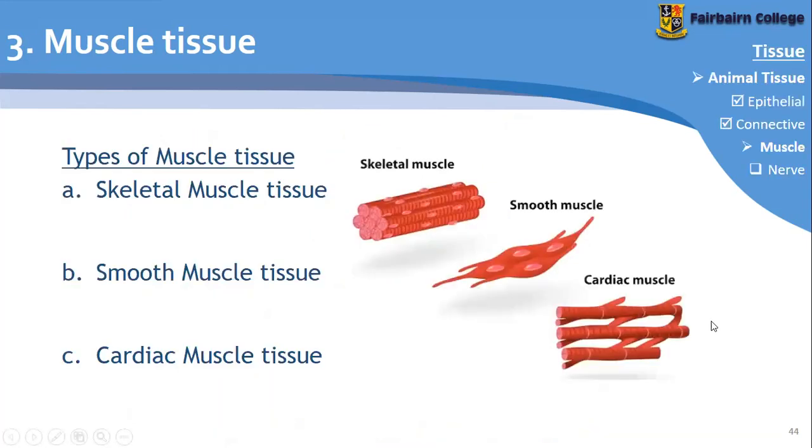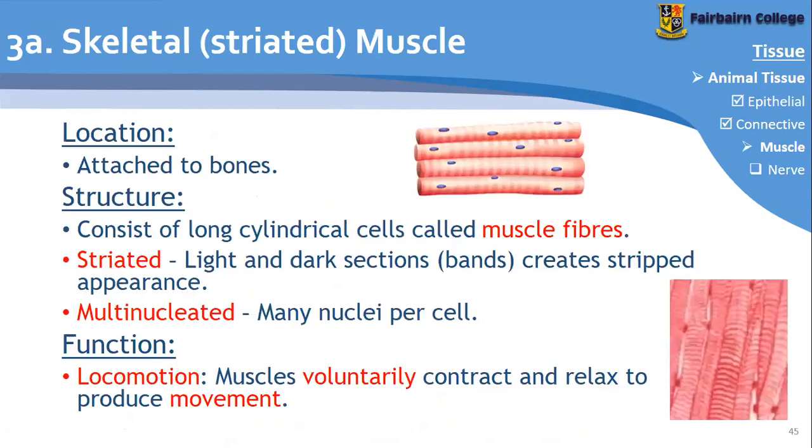Again, here are the three types of muscle tissues. Let's look at the first type of muscle tissue, skeletal muscle. Skeletal muscle is also sometimes called striated muscle. This refers to the stripes that we see here if we look at the skeletal muscle. It looks kind of like there are stripes running across the muscle, and that's why it's called striated muscle.